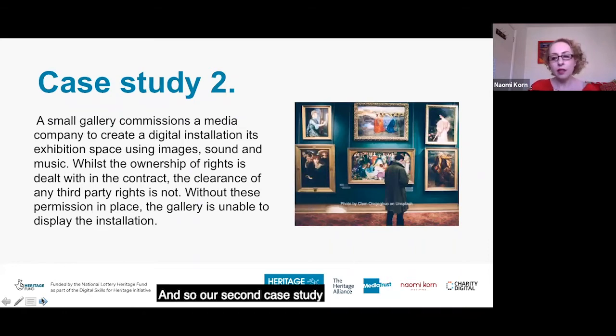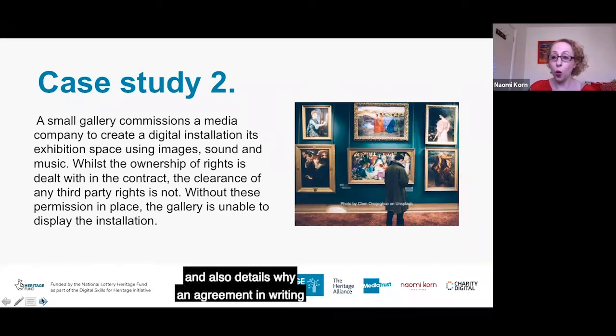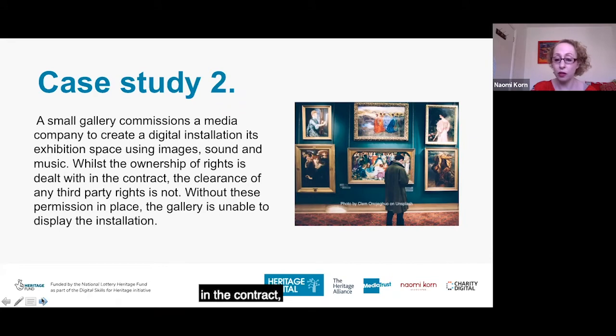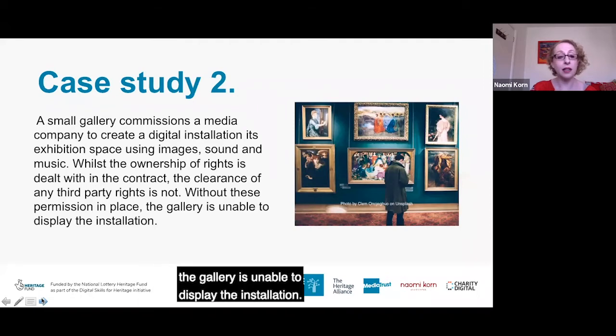And so our second case study expands on the issues a little bit further, and also details why an agreement in writing is so important. A small gallery commissions a media company to create a digital installation in its exhibition space using images, sound and music. Whilst the ownership of rights is dealt with in the contract, the clearance of any third-party rights is not. Without these permissions in place, the gallery is unable to display the installation. And this is an important issue to understand.